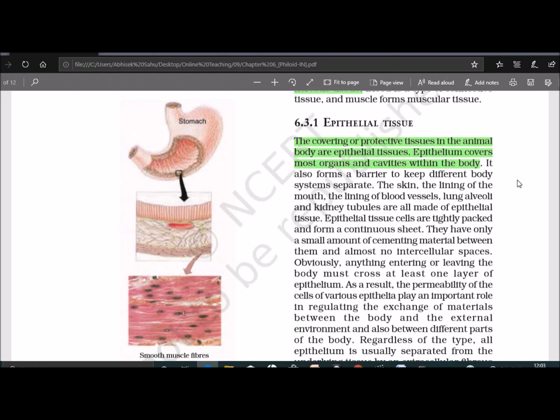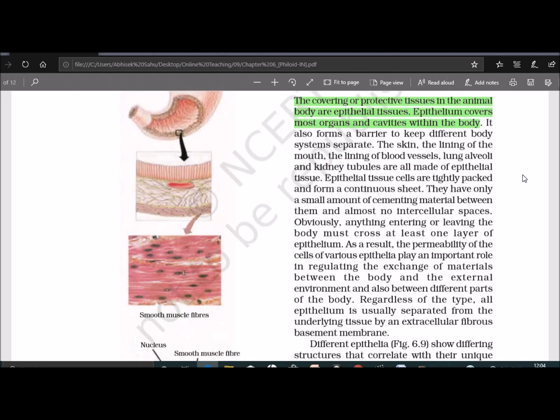Epithelial tissue covers the body surface and lines the body cavities and the internal organs. The skin, the lining of the mouth, the lining of the blood vessels, lungs, alveoli, and the kidney tubules are all made up of epithelial tissue. Epithelial cells are tightly packed and form a continuous sheet. They have only a small amount of cementing material between them and almost no intercellular space.